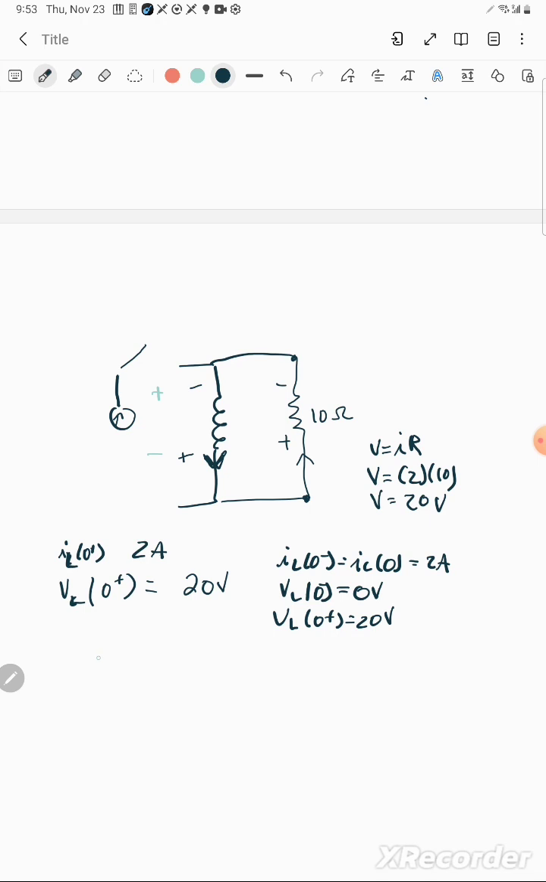So now we can look at VL at infinity and IL at infinity. So at infinity, once again, it will have come to a steady state, so we could draw it as a straight wire, but it's a straight wire really with nothing in it, because it has dissipated all of its energy. So at infinity, then we'll have that IL of infinity is 0. So that was what I wanted to show you.